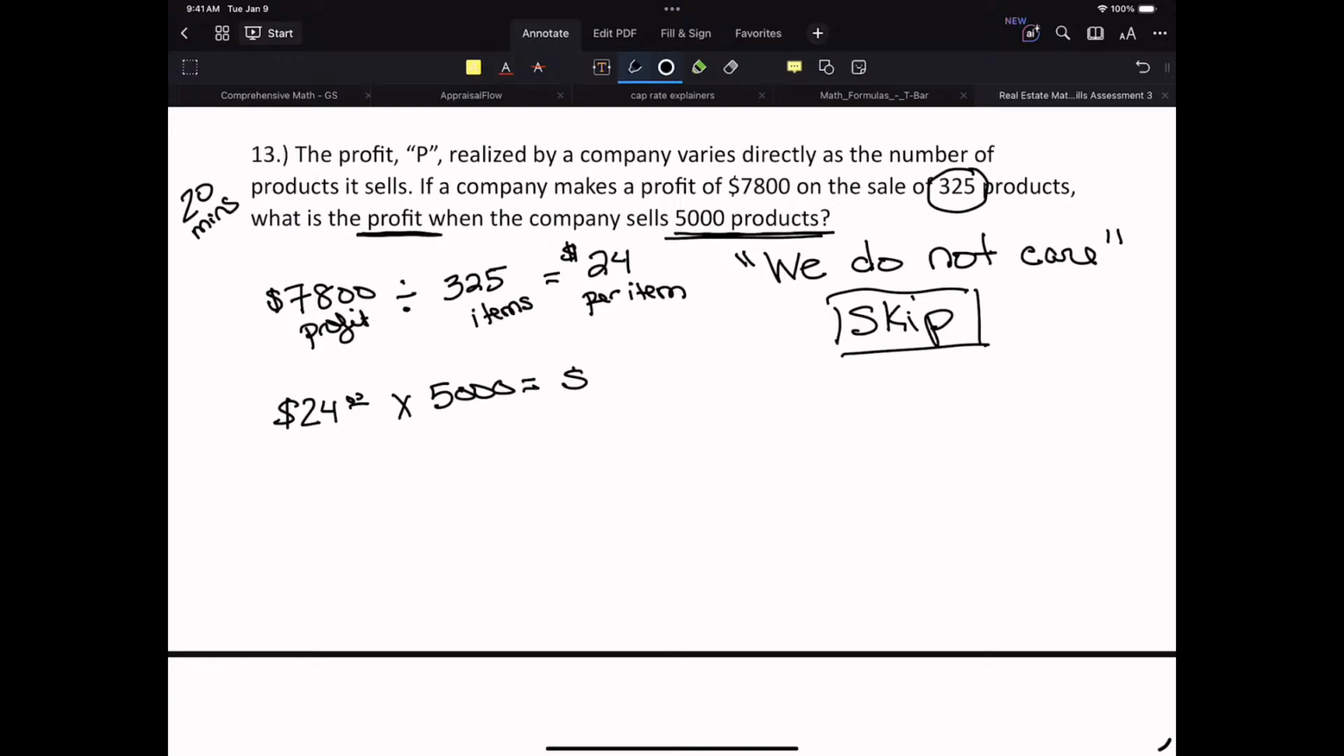That is $120,000 in profit. Now look at there, guys. That was not terrible. It wasn't terrible, but it does make us sit there and go, what? What are you even talking about? You don't want that. We don't want to shake our confidence on this exam. What you want is to feel confident.